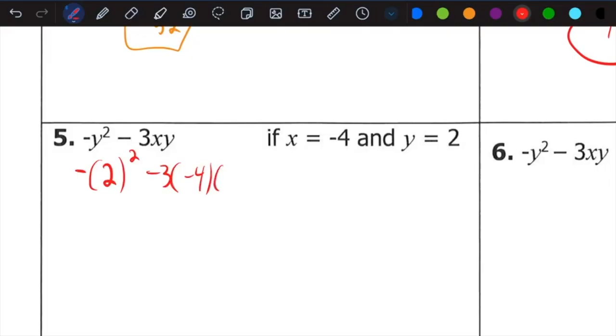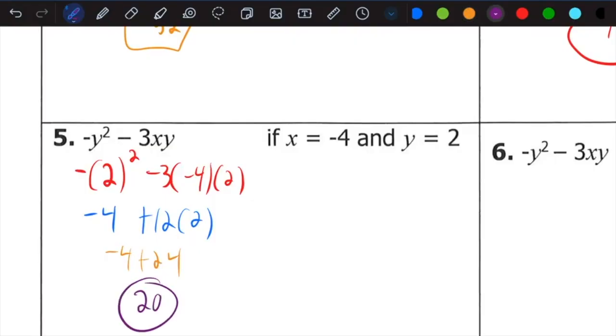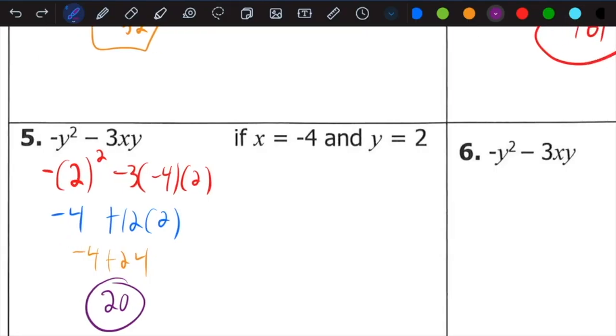Minus 3 times -4 times 2. So this ends up being -4. -3 times -4 is +12. And that's going to multiply with 2 again as well. So you have -4 plus 24, which gives us +20. When they're different signs, negative and a positive, they subtract, and you keep the sign of the bigger number.